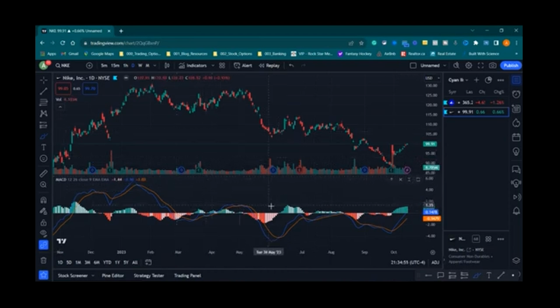Further to this point, if you see both lines below zero and you see the actual crossover happen below zero as well, this may signal a significant bearish trend, as we can see replicated in the stock price up here on the top of the chart.